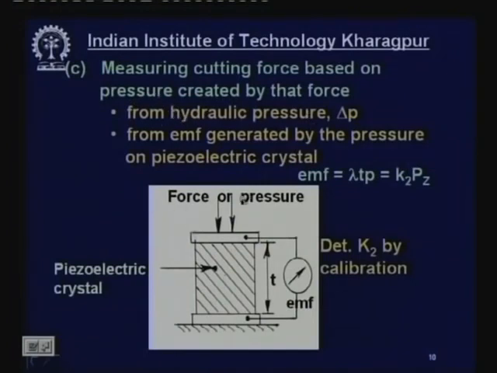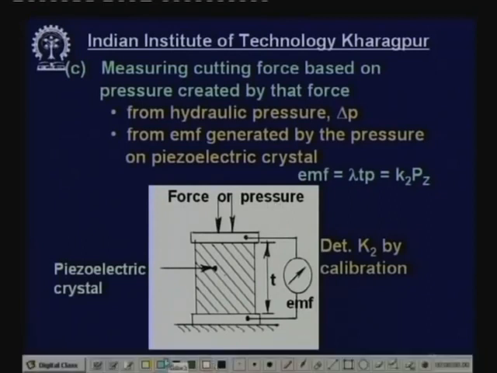In the hydraulic medium, suppose this is a cutting tool subject to a force, this is a hinge point, and because of the force this will try to go in this direction. Suppose this is a piston and there is a hydraulic cylinder, so the pressure here will increase, and then you measure the pressure by a pressure gauge. So this is one method, a very crude method, but it is feasible. It's a hydraulic method.